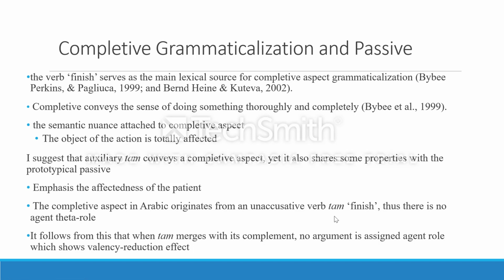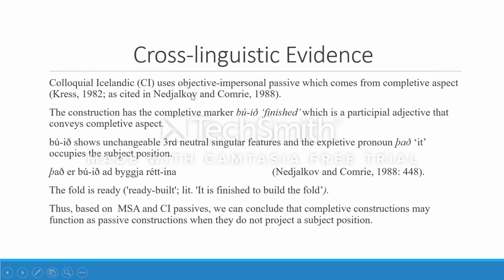One similarity is that it emphasizes the affectedness of the patient. We also see that it shows a valency reduction effect, because tem is actually an accusative verb, so the agent is not present. The question here: are there other cross-linguistic examples where completive aspects are functioning as passive? In colloquial Icelandic, we see that the objective impersonal passive comes from completive aspect. The particle finished, which is a participial adjective used as a completive marker, is used in this construction. Also, the subject position is occupied by an expletive marker, which is equivalent to it in English. Finished here shows unchangeable third neuter singular features. So it seems that in both modern standard Arabic and colloquial Icelandic, completive aspect can function as passive constructions.